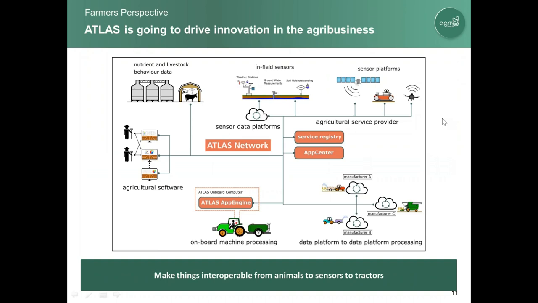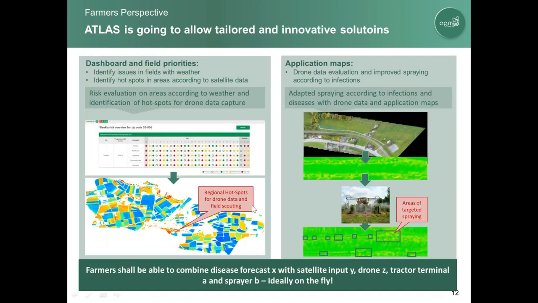This is the network that we want to build because of that. So we have the cloud aspects, we have the service registry in the center, and then also the app engine on the machines that shall enable those things and make things easier. This shall prepare for new solutions.